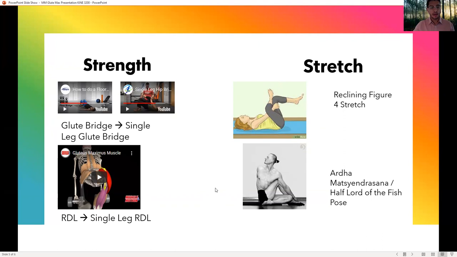All right, another exercise to strengthen the glute muscle is the Romanian deadlift, starting out on two legs and then progressing to the single leg RDL. This video here shows some examples of many exercises that isolate the gluteus maximus. So let's just run through those.